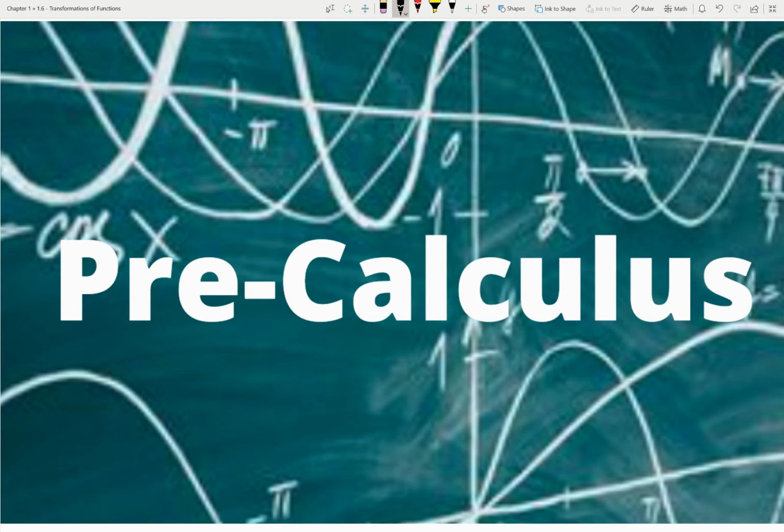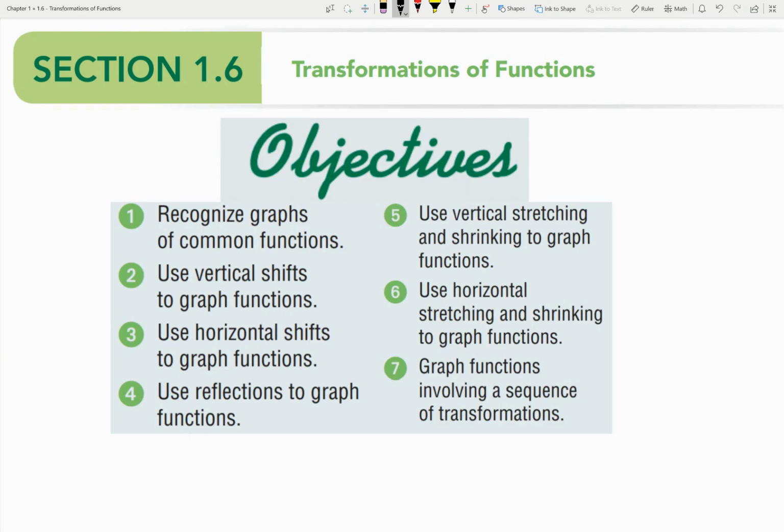Welcome to Online Precalculus. Today, we're going to cover section 1.6, transformations of functions. So our objectives for this section are to recognize graphs of common functions, use vertical shifts to graph functions, horizontal shifts to graph functions, reflections to graph functions, both in the x and in the y. We're going to do then vertical stretching and shrinking to graph functions, horizontal stretching and shrinking, and finally graph functions with all these transformations, a sequence of transformations.